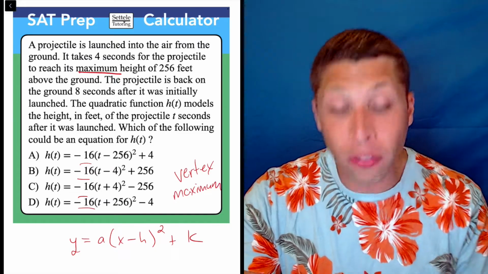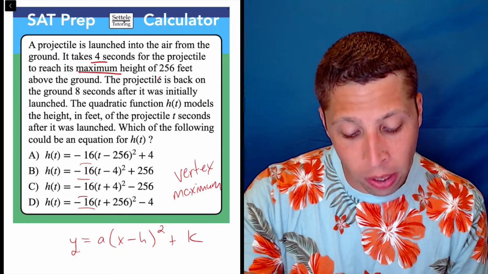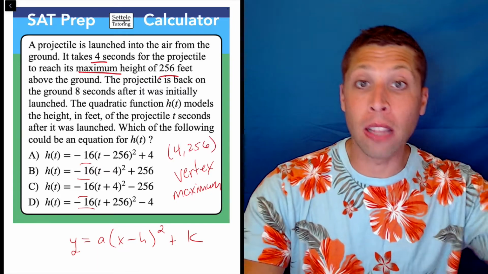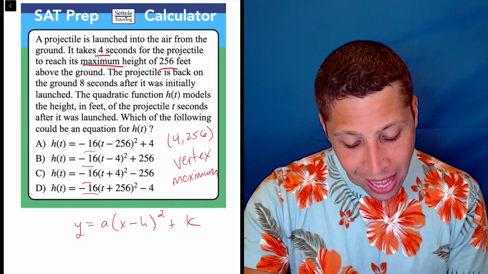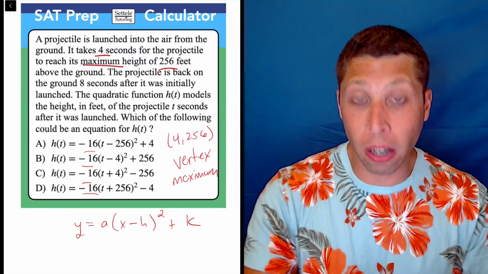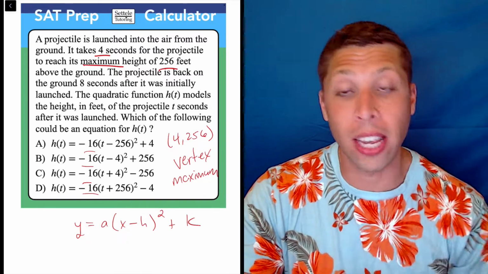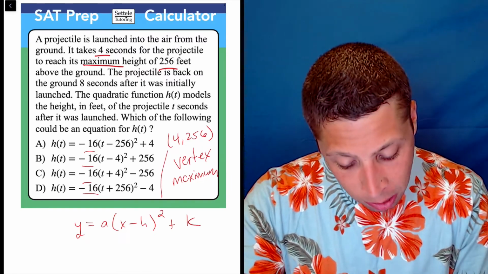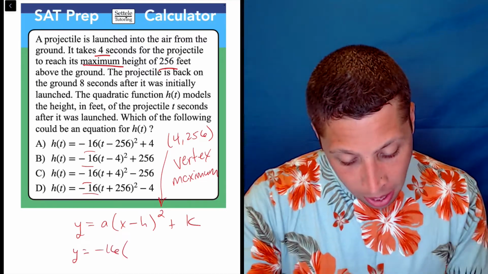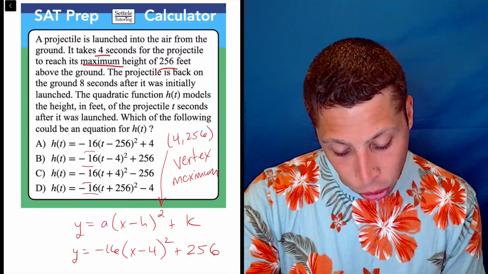So they are telling us the vertex, but they're doing it in code. We need to be able to take that vertex, (4, 256), and put it in the formula. And you can see from this formula that the negative in those parentheses is kind of built into the formula, so that's going to show up when we plug our vertex in. Our vertex is basically this (h, k), where h is the x coordinate of the vertex and k is the y coordinate. So if we're just taking this point and putting it in here, we see the negative 16 is given to me, (x minus 4) squared plus 256. And so sure enough, that is choice B.